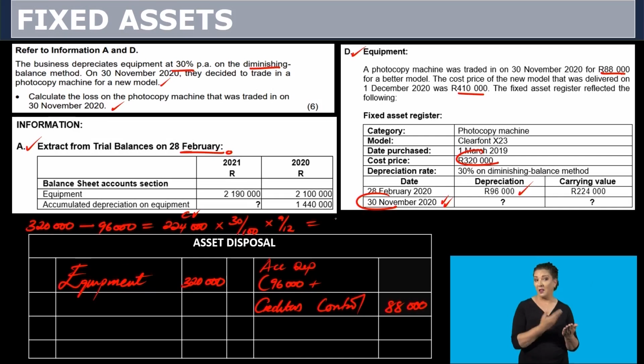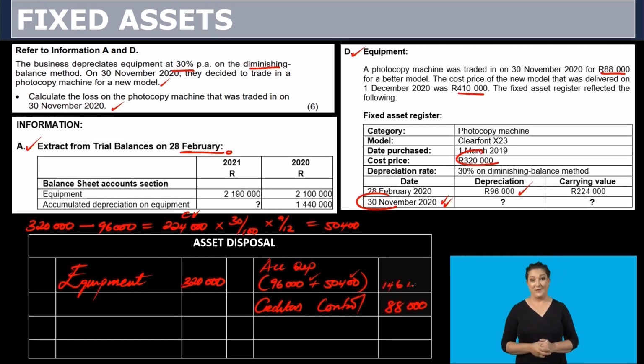Calculators, please. How much do you get? 50,400. That is my depreciation for this current year. So I'll come here, then I'll say plus 50,400. Calculators, guys, how much do you get? If you say 96,000 plus 50,400, you get how much? 146,400. Beautiful. Now, we can now close this ledger account.